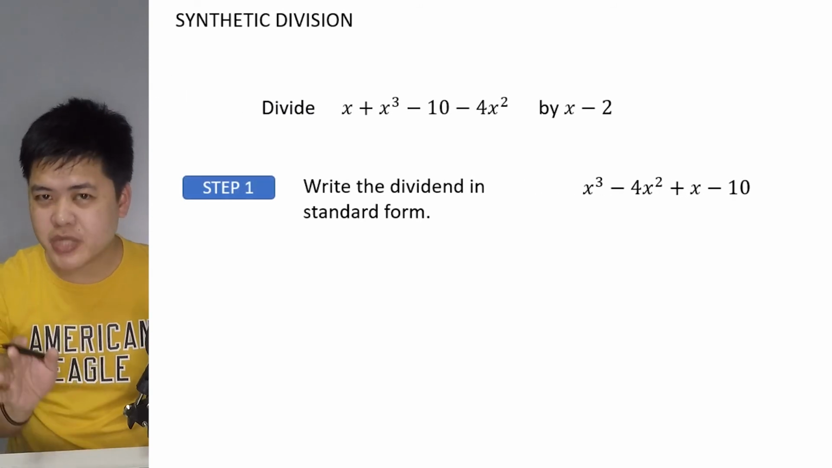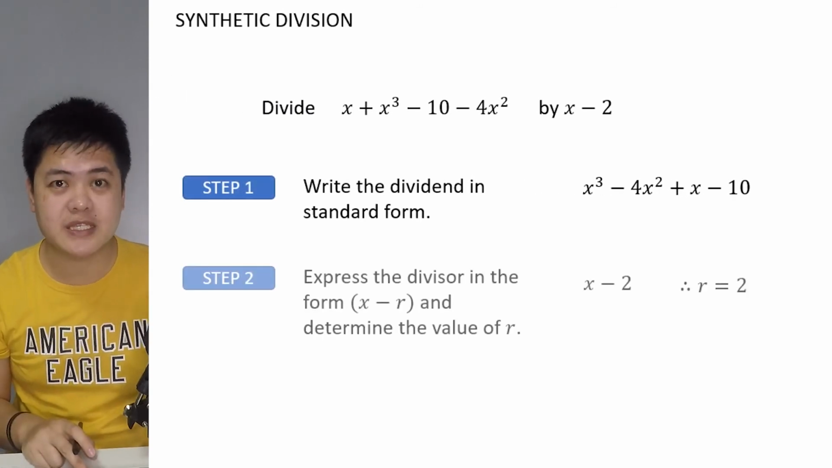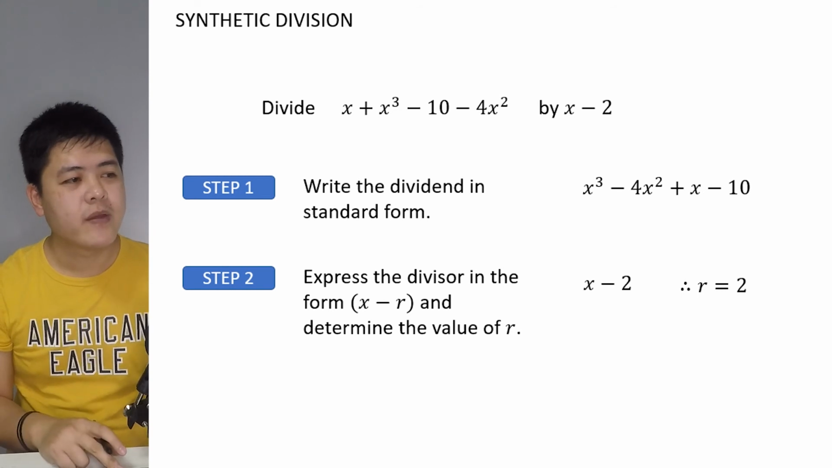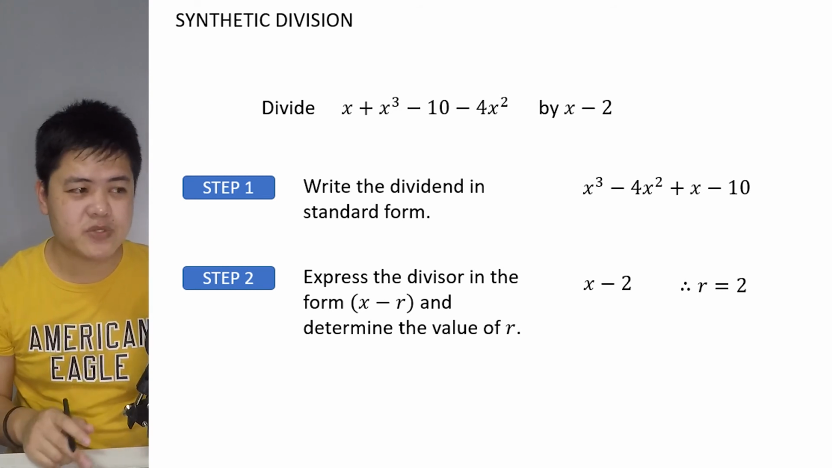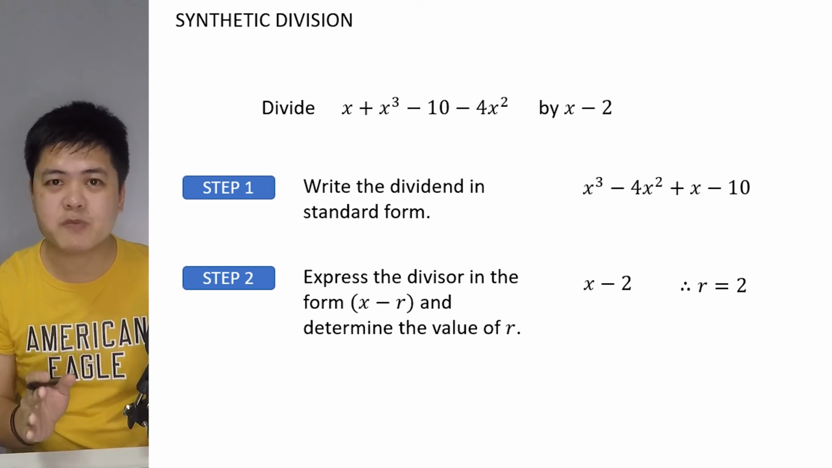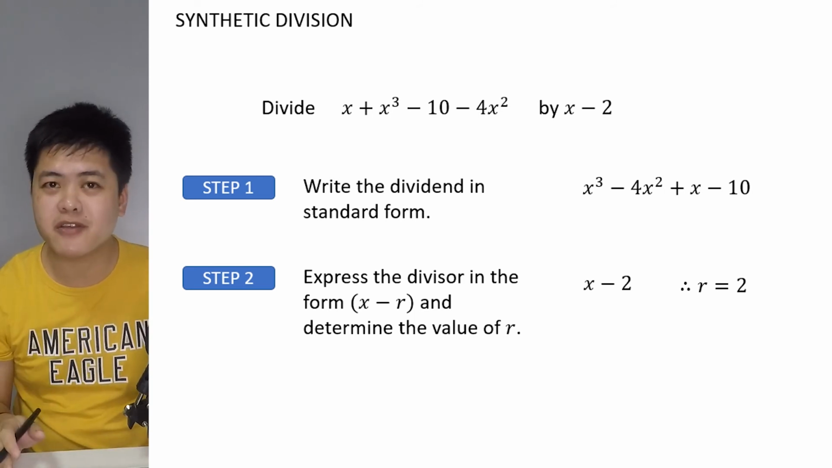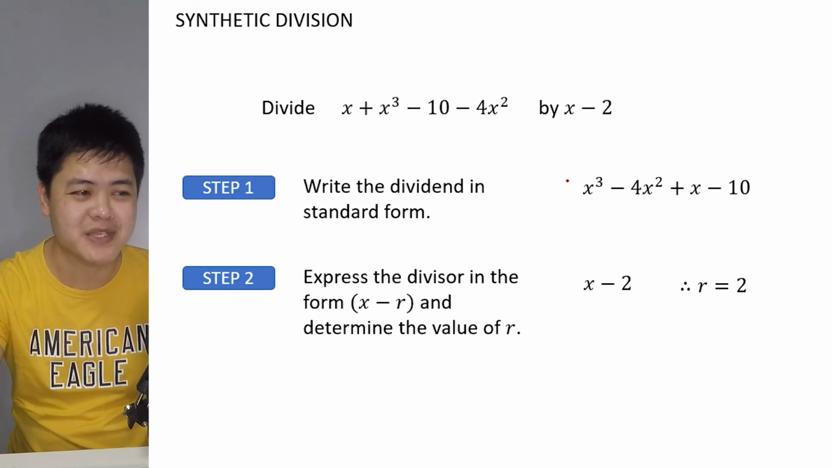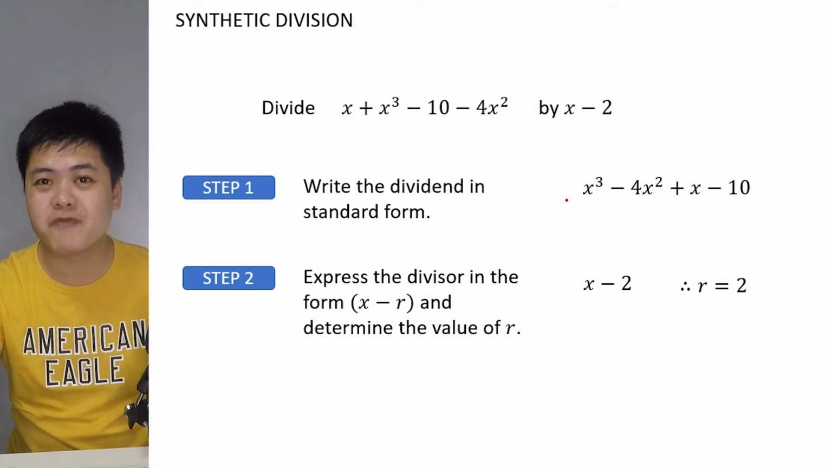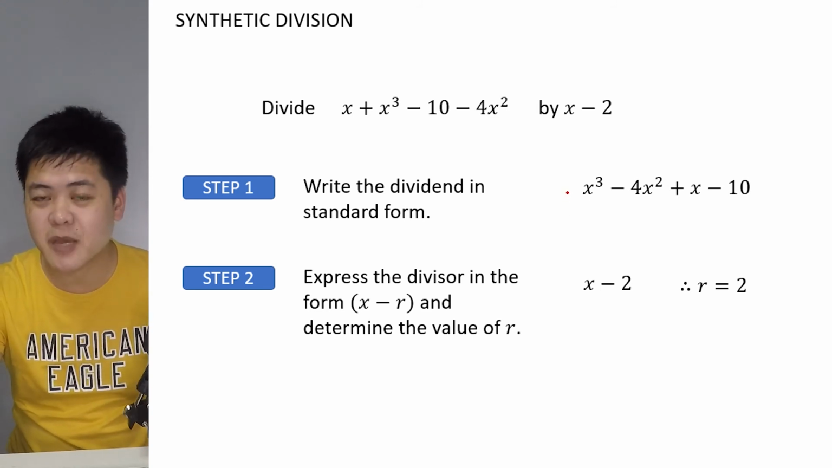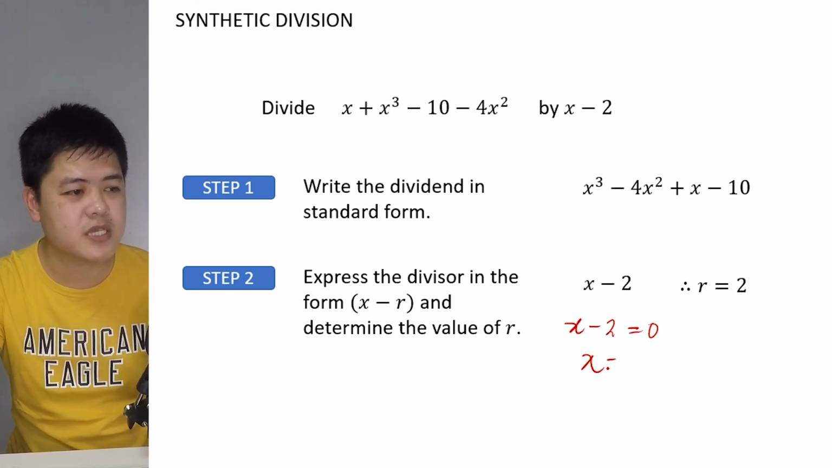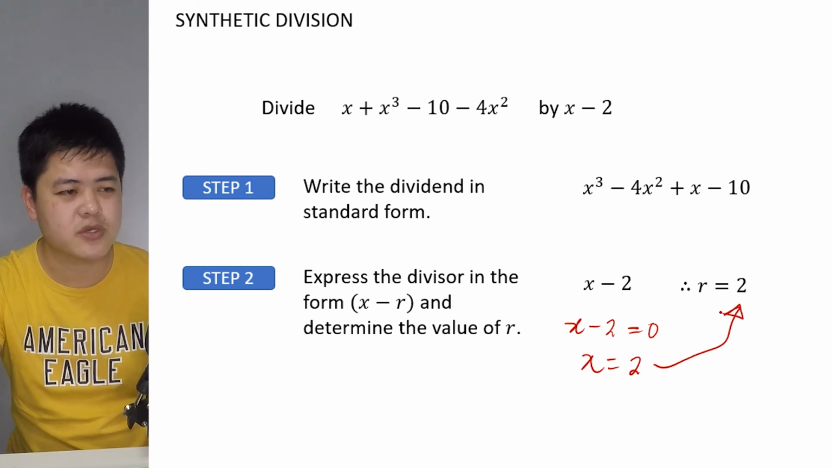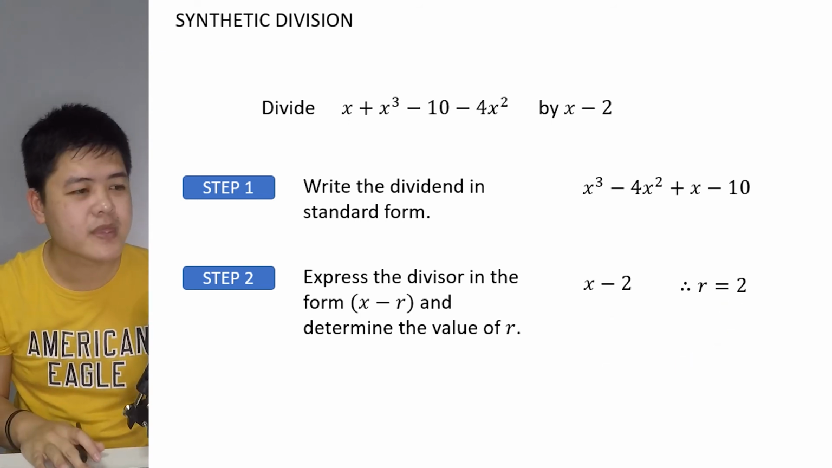Okay, so let's do the actual synthetic division. So aside from writing the dividend in standard form, the second step is to express the divisor in the form x minus r and determine the value of r. Normally, ang ginagawa ng iba, sinosolve nila yung value nung x kapag in-equate yung divisor sa 0. For example, we have x minus 2 equals 0, so we have x equals 2. So, ayun din yun. So, ganun yung ginagawa ng iba.